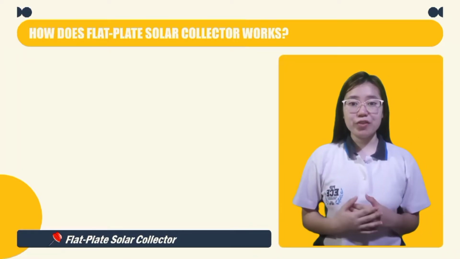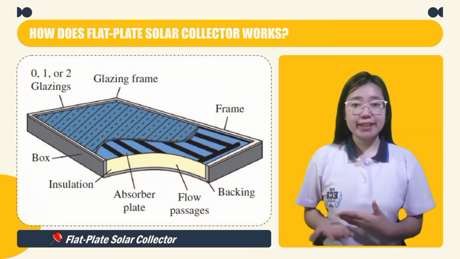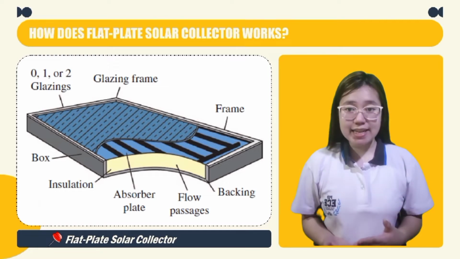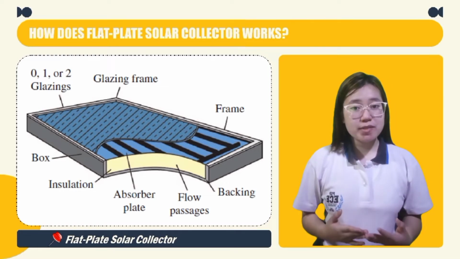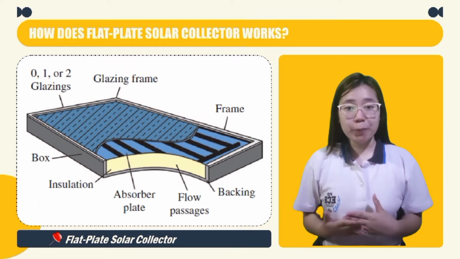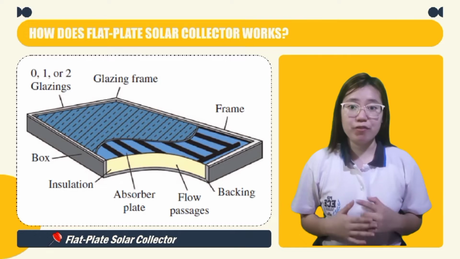Now, some may be wondering how this flat plate solar collector really works. We can see here the cutaway view of a flat plate solar collector. It consists of a glazing, an absorber plate, flow tubes, insulation, glazing frame, and a box enclosure. The absorber plate absorbs solar energy transmitted through the glazing, which is a type of glass.